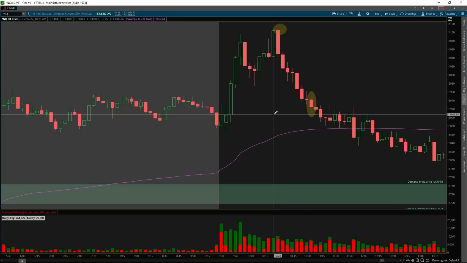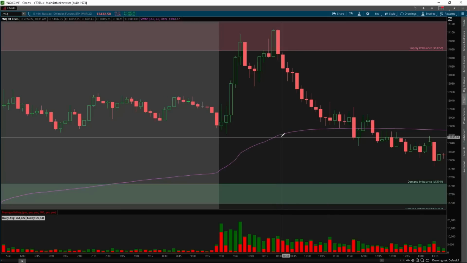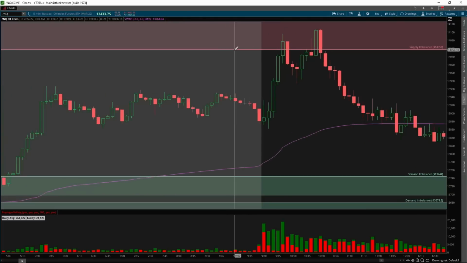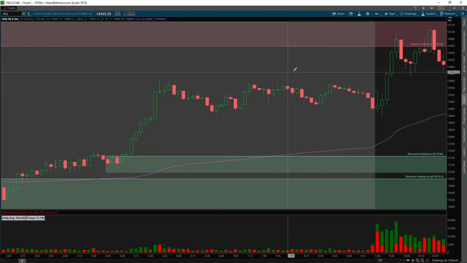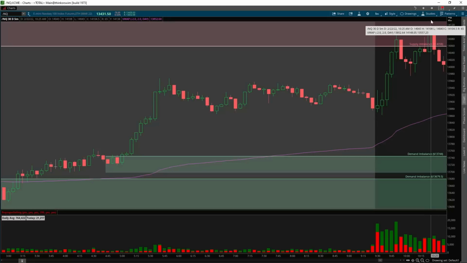So supply and demand, let me do this. Supply and demand gives me structure. It gives me areas that I'm looking to be a participant at. And it says, okay, look, the market's rallying inside of supply. This could be an important turning point that the market may have a hard time getting above. And we're going to look for some type of selling activity to potentially play the market to the short side.